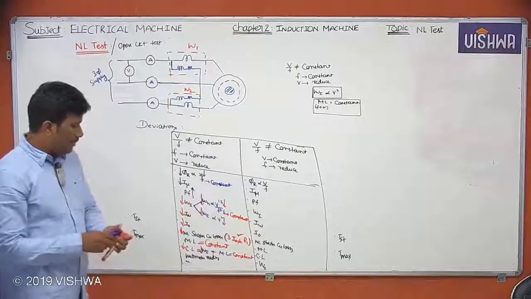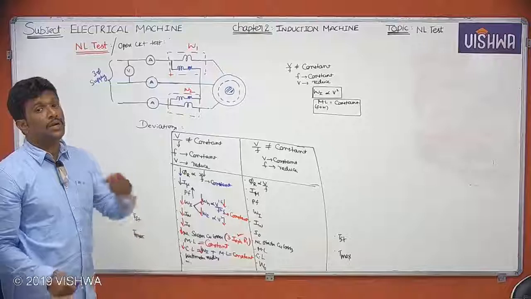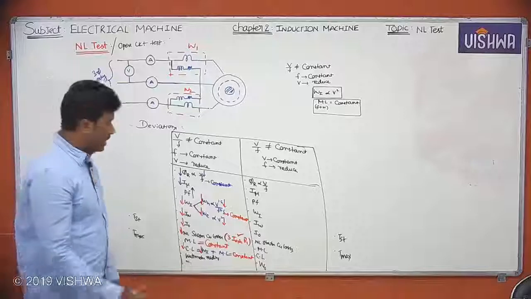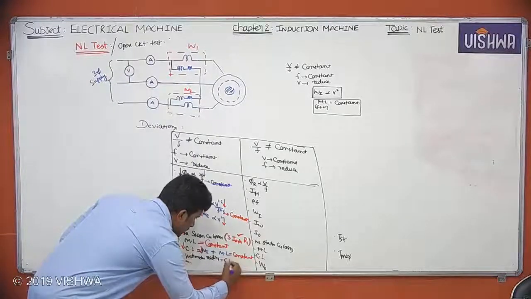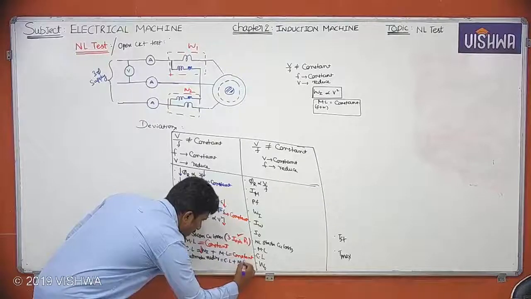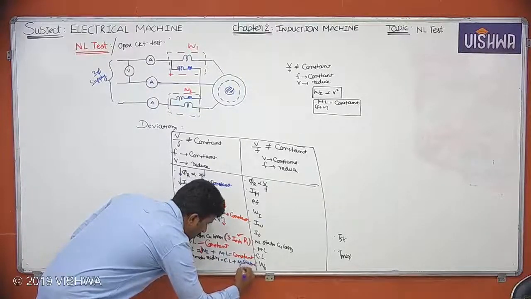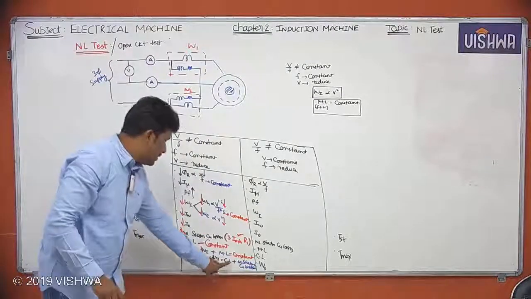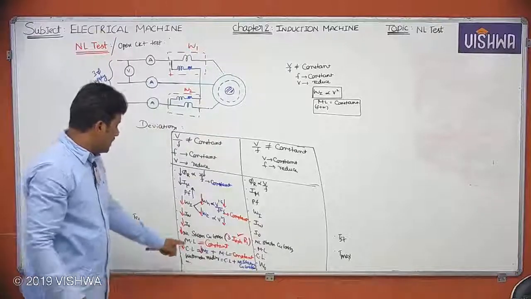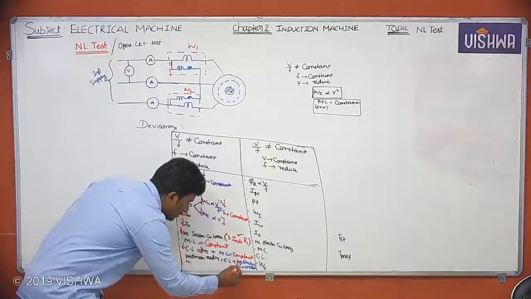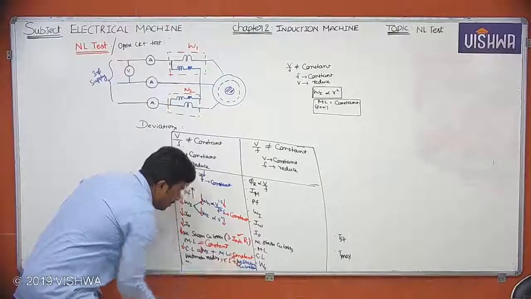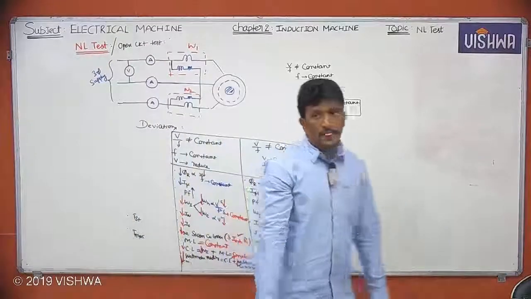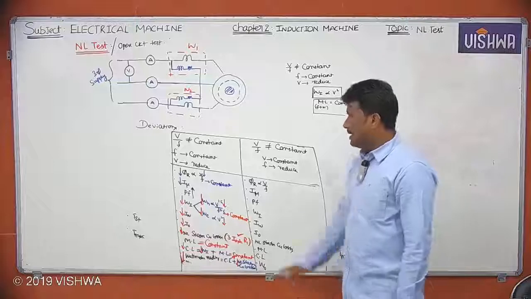Now what about the wattmeter reading? The wattmeter reading W naught, please try to refer to the notes from the previous session. W naught is equal to constant losses plus no load stator copper loss. The constant losses are reduced here, no load stator copper losses are reduced here, so obviously the wattmeter reading will reduce. Is it clear?